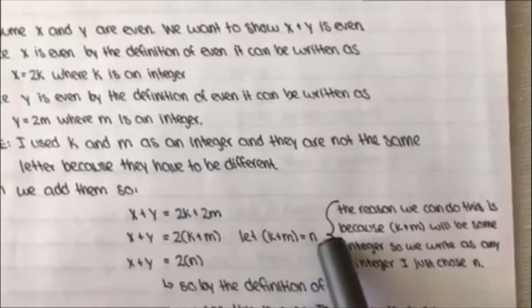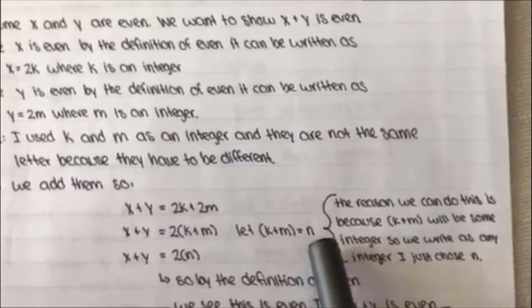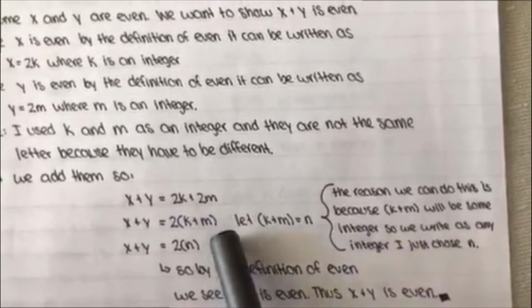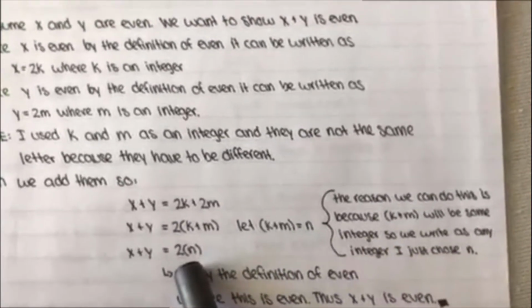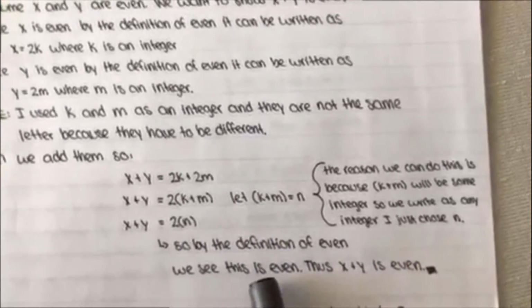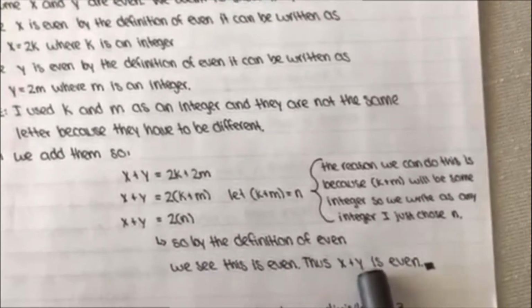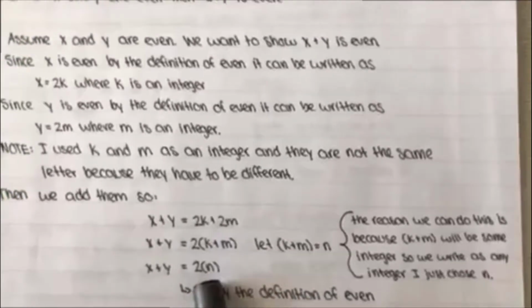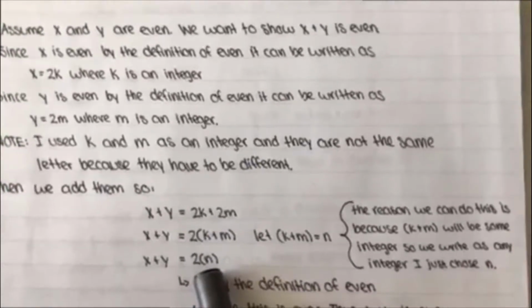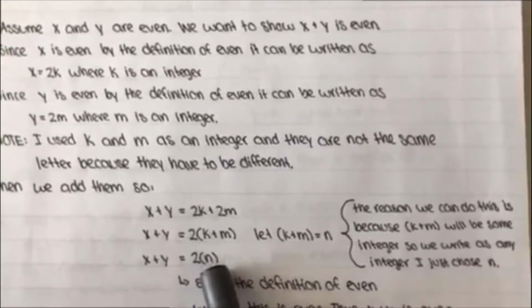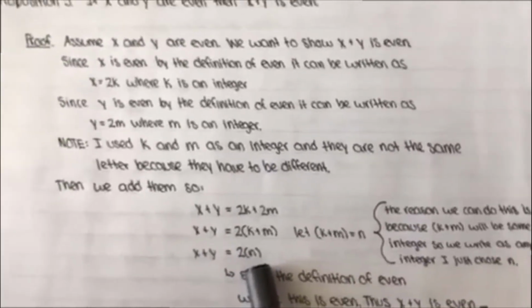I just chose for this to be n. Again, choosing a letter doesn't really matter, but the important thing is to know why we did this. So I will let k plus m equal n, and we write it as 2 times n. So by the definition of even, we see this is even. Thus, x plus y is even. Because based on the definition, even is if and only if it can be written as 2 times some integer, and that's exactly what we have here.